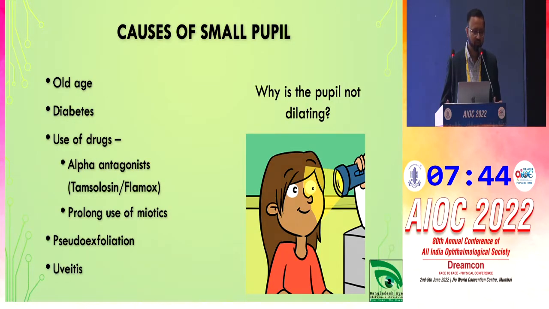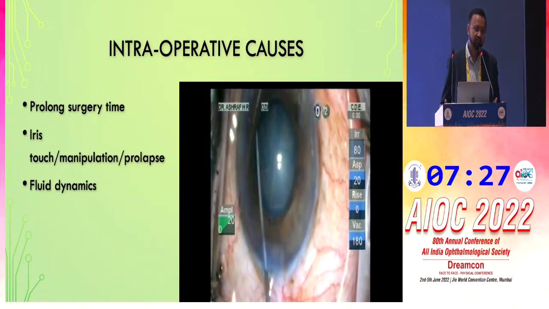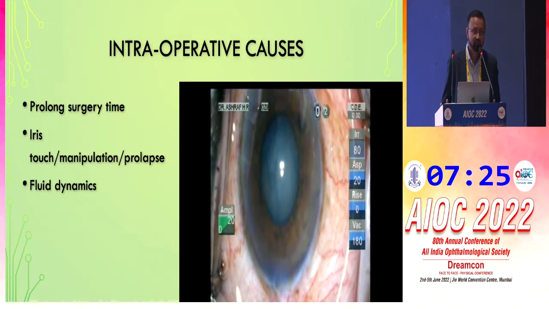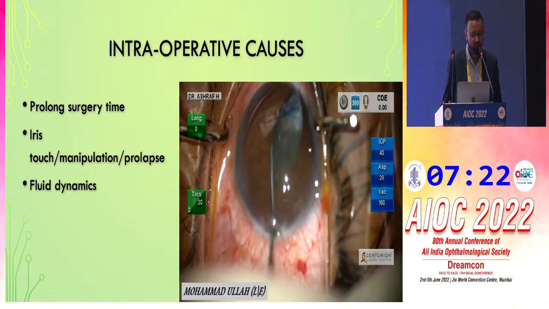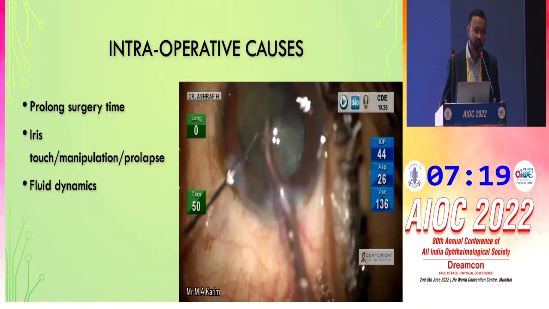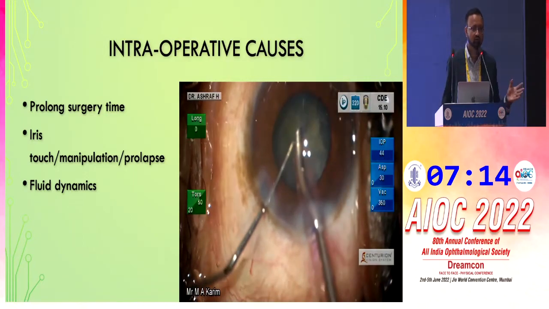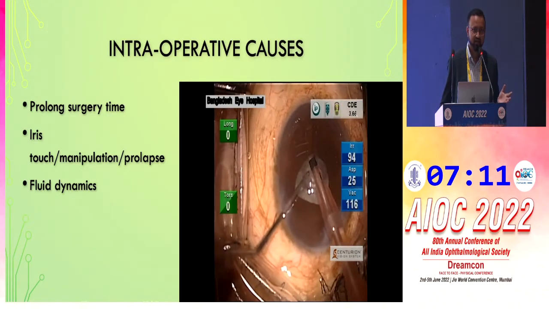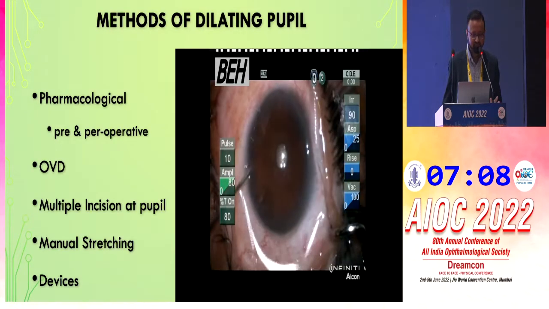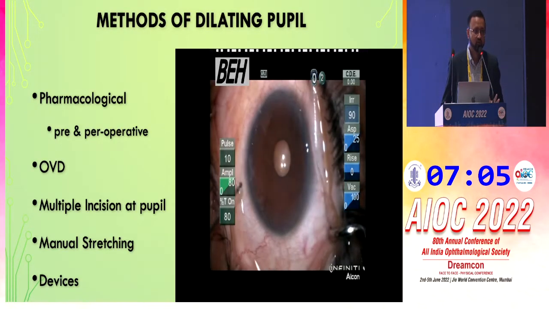So, first of all, the pre-operative evaluation, we need to assess why my pupil is small. It is due to old age, the patient has diabetes or use of drugs or any pseudoexfoliation syndrome or any uveitis or what. So after that, the intraoperative causes are very important because the prolonged surgery time, the iris touch manipulation, prolapse, or the fluid dynamics, my phaco machine parameter is also important here. So if I don't do phaco with the proper parameter and I'm complaining, oh no, patient's pupil is not reacting, it should not be done.